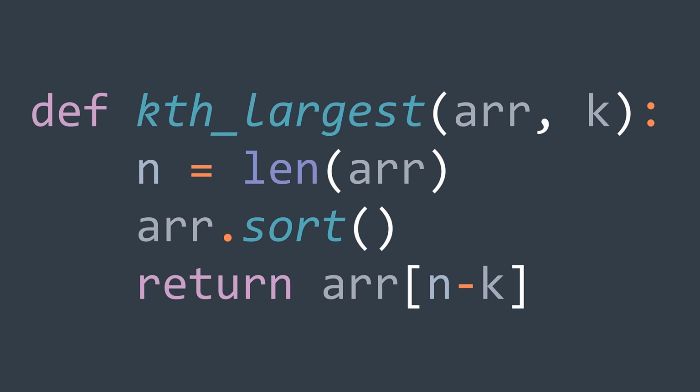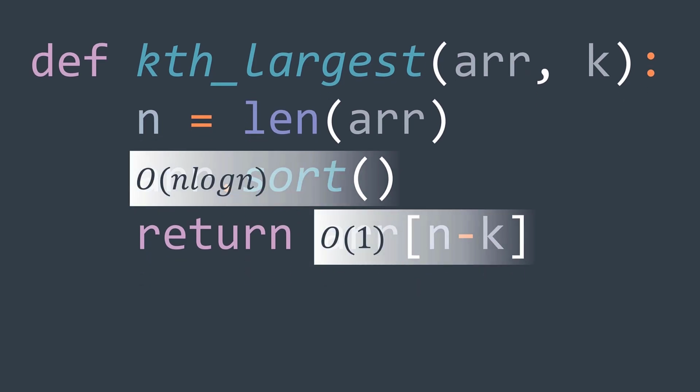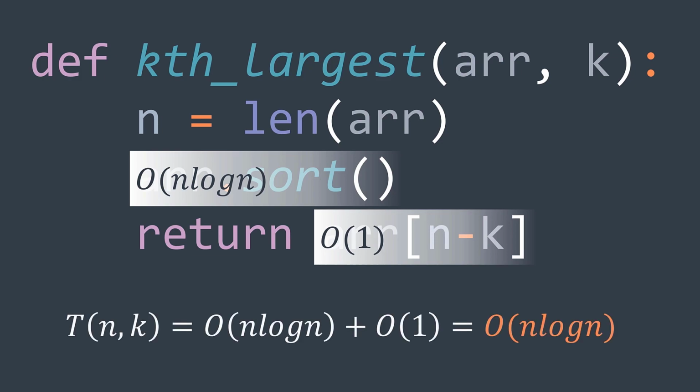For the time complexity, we have O of n log n for sorting the array and O of 1 for accessing. We get an O of n log n time complexity. And for the space complexity, it depends on the space complexity of the sorting function. This solution is way faster than the first one, except in some cases, but we still have another solution to discover.